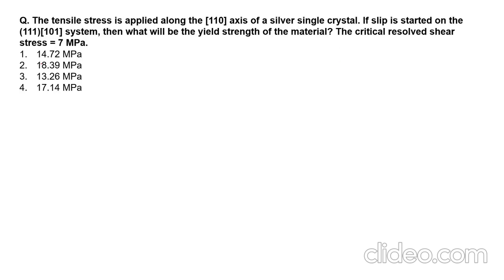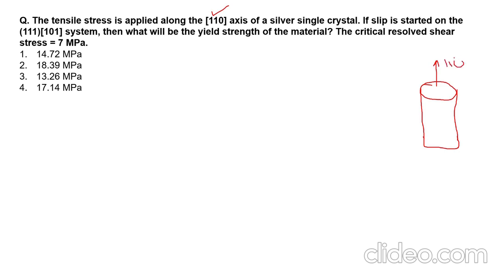So we have another question that says the tensile stress is applied along the 110 axis of a silver single crystal. Okay, so you have a single crystal. You know that for a single crystal you don't have much deformation taking place. It has only one dislocation. So you have a single crystal of silver and you are applying a load along the 110 axis, right? We'll try to draw this diagram.